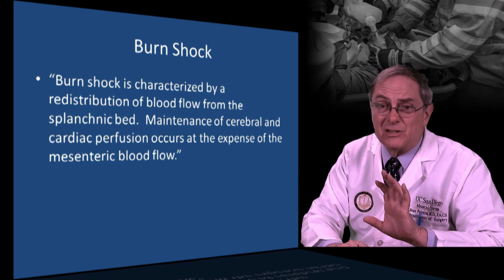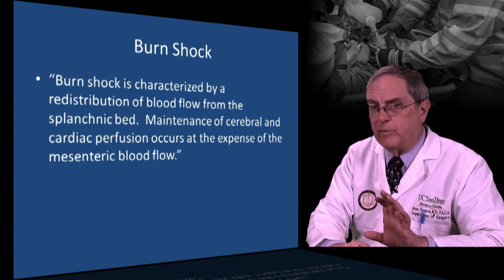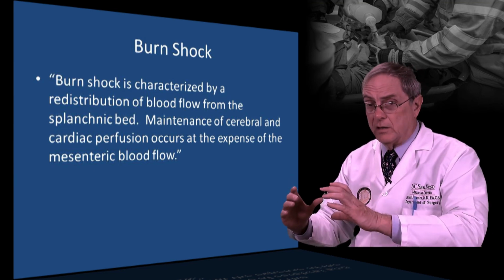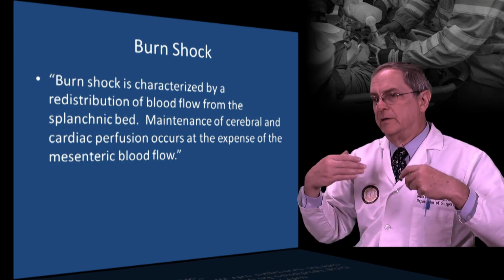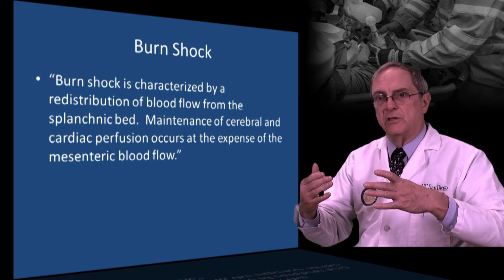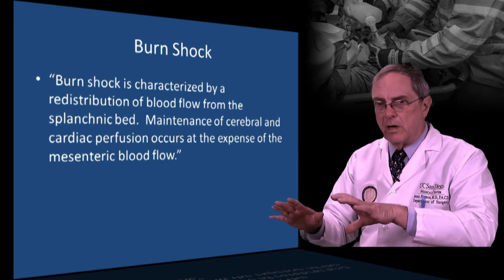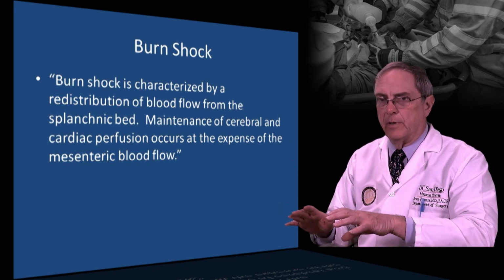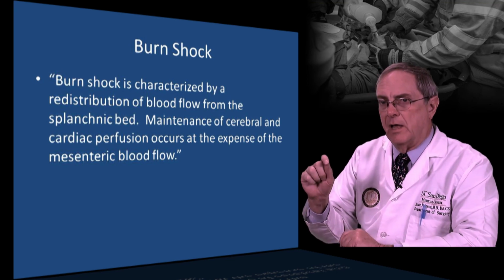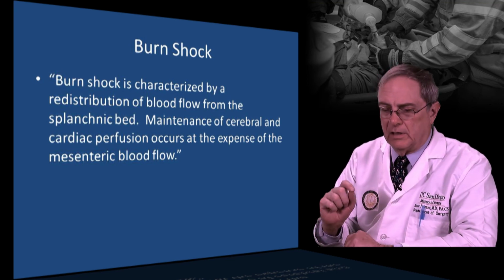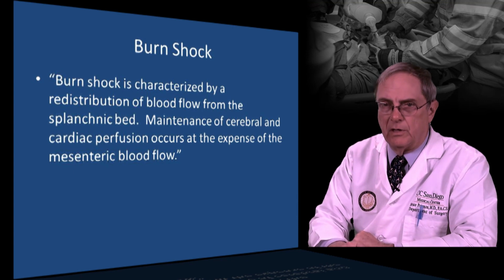So very simple, common pathway that occurs in burn shock, as well as hemorrhagic trauma shock, as well as in septic shock or cardiogenic shock. In the end, the low cardiac output, the low systemic blood pressure results in a maldistribution of oxygen and O2 consumption, resulting in cellular ischemia and/or cellular death.